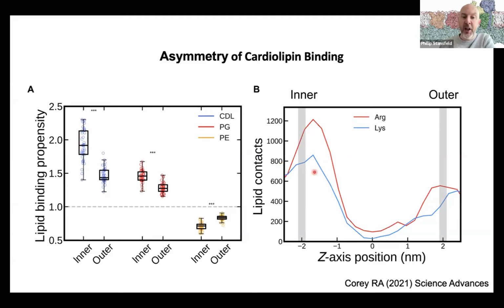There's a case of a chicken and egg question here. Are we getting more cardiolipin interactions just because there are arginine and lysine residues present? Or are we finding more arginine and lysine residues present so that they can then interact with the cardiolipin within the inner leaflet, which has a greater distribution within the inner leaflet? And I think that's still to be thoroughly determined.